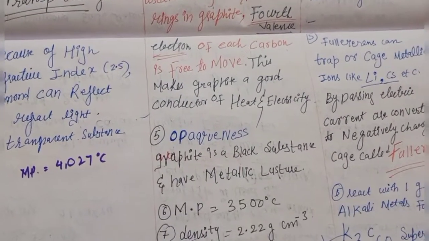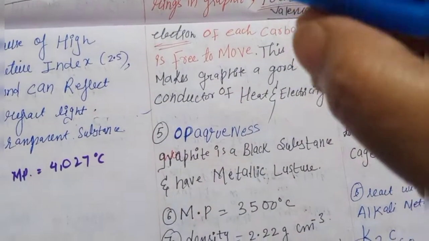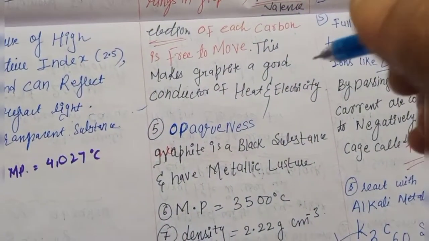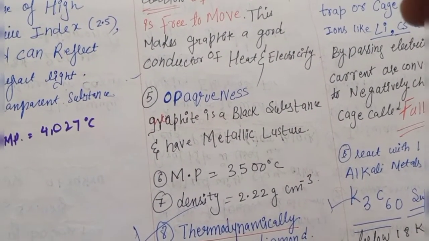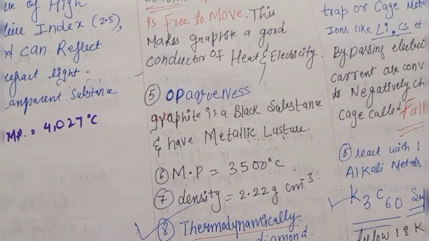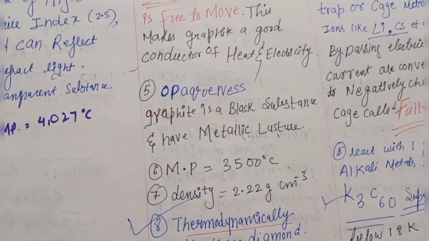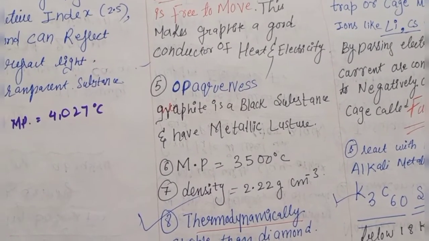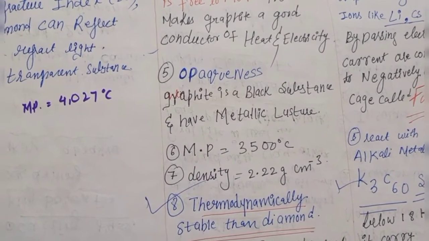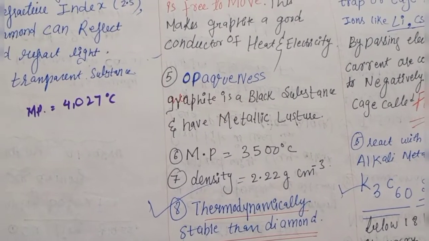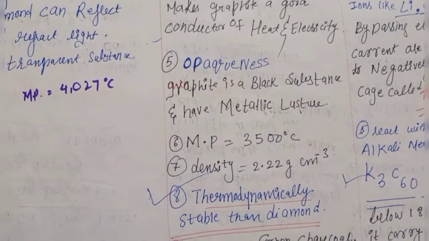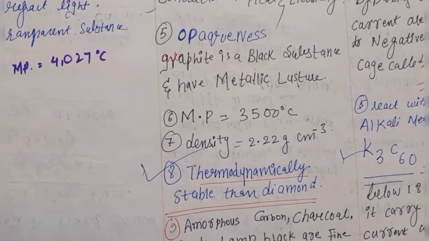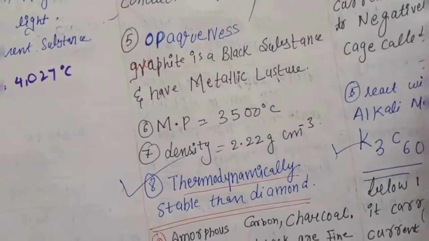Next property, opaqueness. As we know, the pencil mark, you see a pencil is black. So graphite is a black substance. It has a metallic luster, it has a shining. Its melting point is 3500 degrees centigrade, and the density is less than the diamond. It's 2.22 gram per centimeter cube, and it is thermodynamically more stable than diamond.